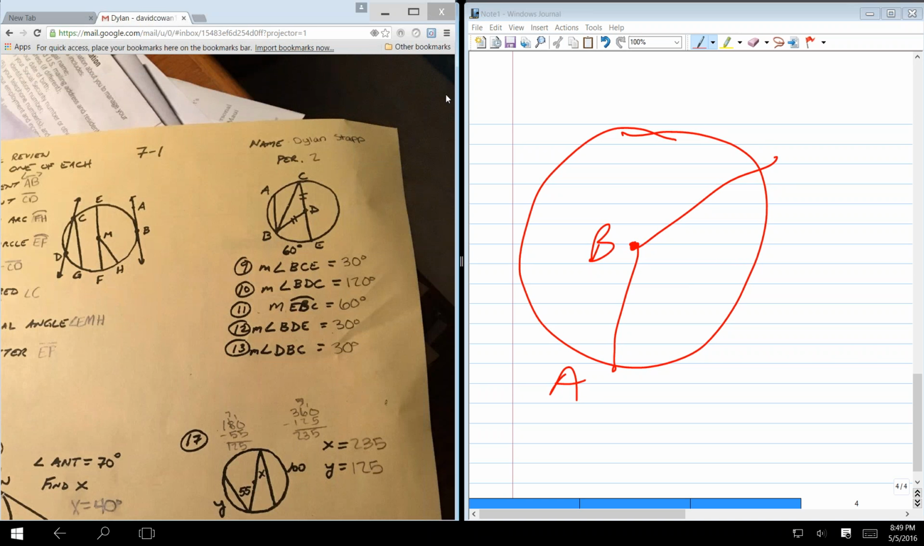Angle BCE. Okay, that's correct. It's half. In other words, an inscribed angle is always half of the arc that it intercepts. Right. Okay? Angle BDC.